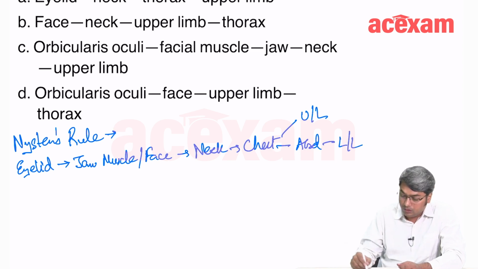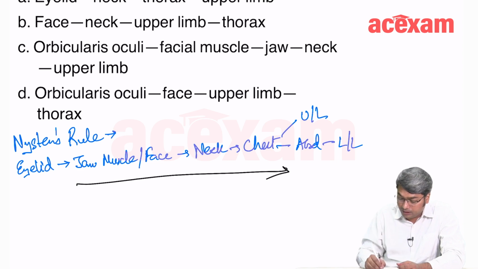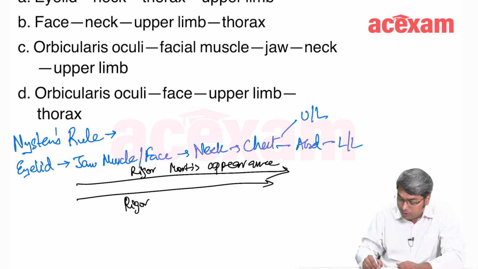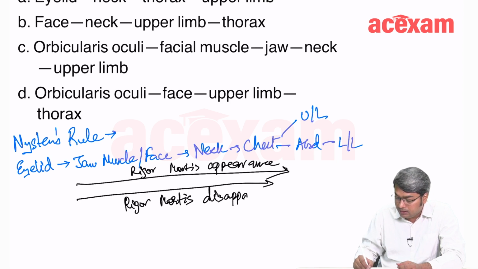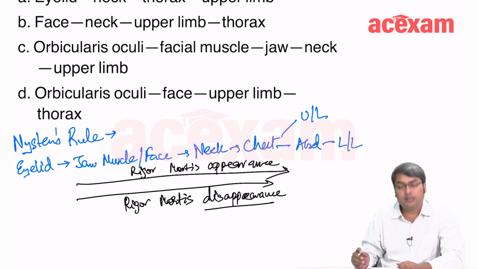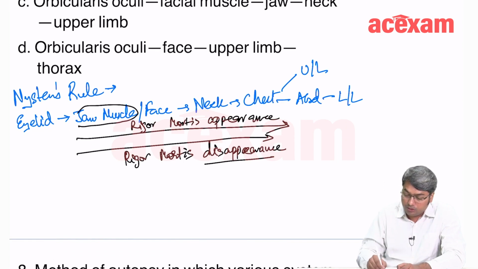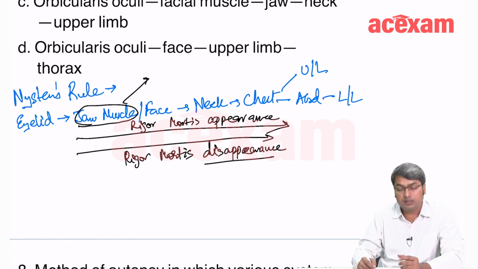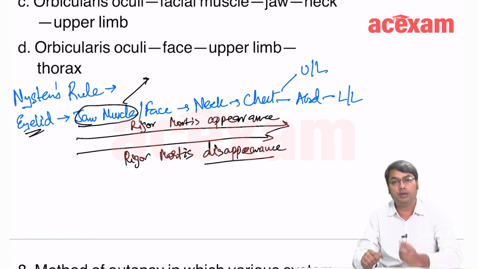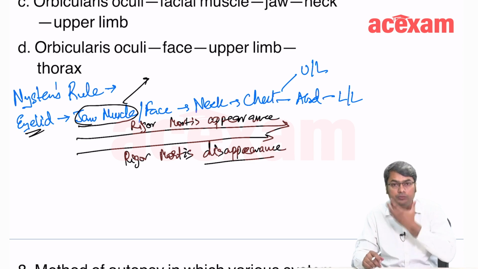This is the order of appearance of rigor mortis. And also this is the same order of disappearance of rigor mortis. This is how the rigor mortis also disappears from the body. So, it first can be seen in the jaw muscle. Jaw muscle is the area which we first establish. Eyelid is obviously right, but during autopsy we first try to move the jaw muscle, and if it is present in the jaw muscle, that means rigor mortis has started.